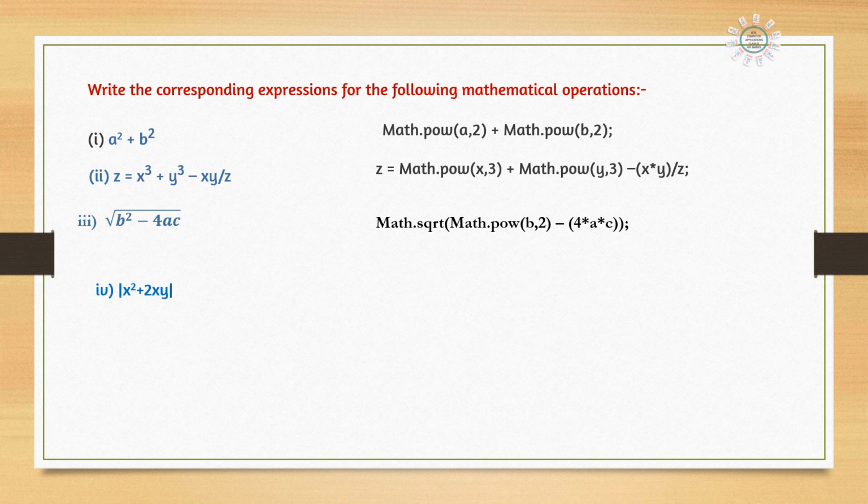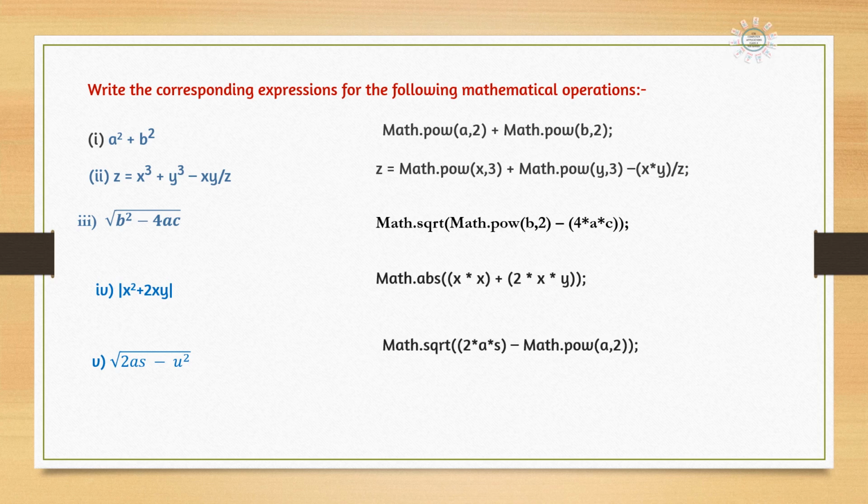Now this sign is the absolute value sign. That means here we can see both the signs. Math.abs is coming outside, Math.abs of x into x, otherwise Math.abs inside you can write Math.pow(x, 2) plus 2 into x into y. And for the square root of 2as, we will write Math.sqrt(2 * a * s), separate the variables, minus Math.pow(a, 2). Put the bracket properly because Math.sqrt is coming for the complete expression.